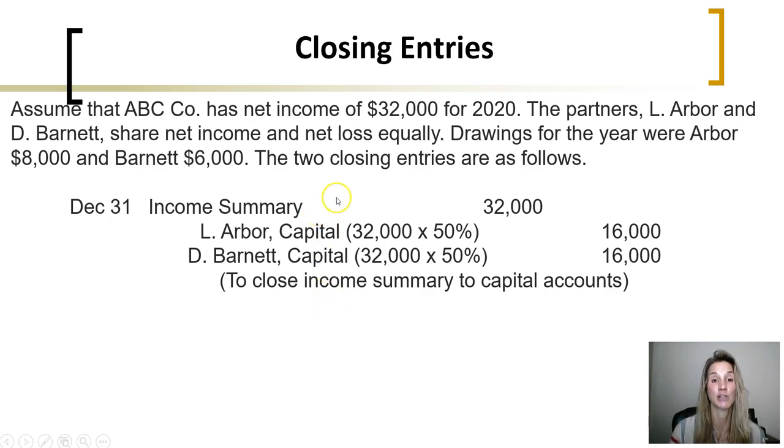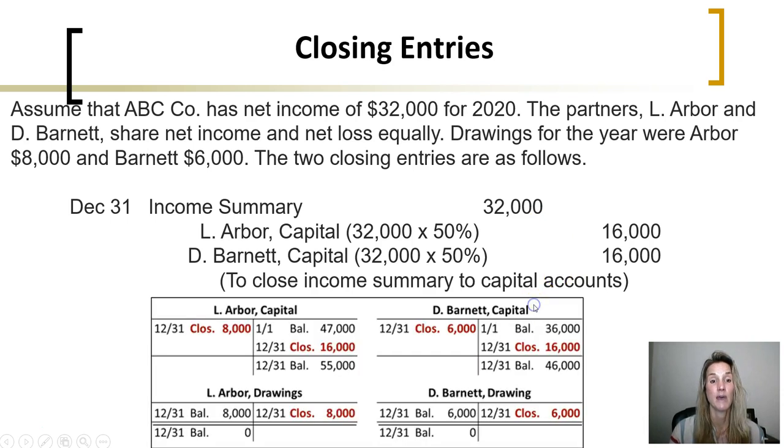Here we are seeing a journal entry to close out net income of $32,000 to these two owners. Net income and net loss is shared equally. So of the $32,000 in net income that was closed into income summary in our first closing entry, we will then close out income summary by splitting it 50-50 to the two owners' capital accounts. Same process as with the closing entries for a proprietorship, we just have two capital accounts.